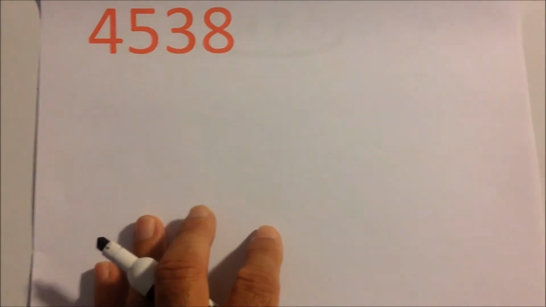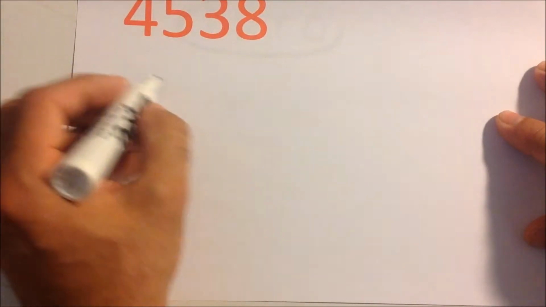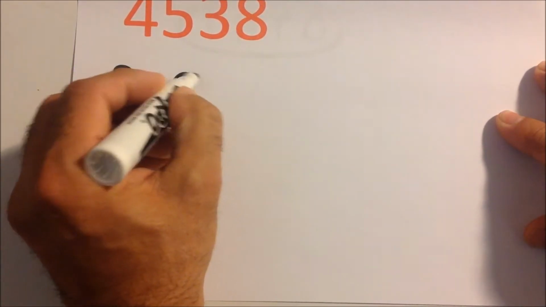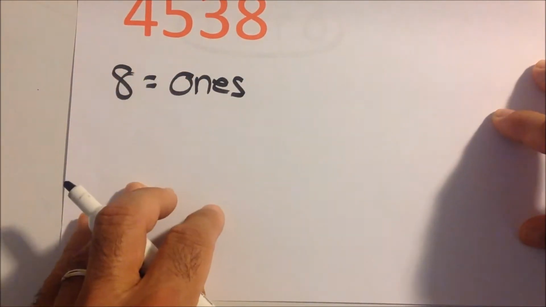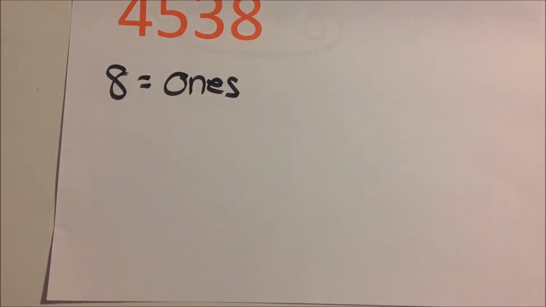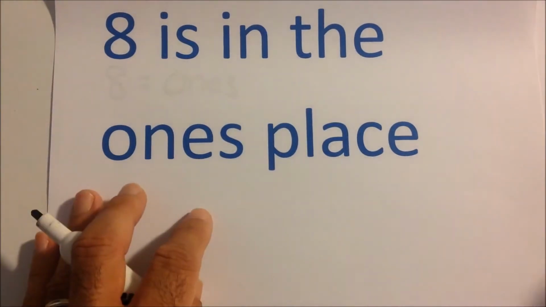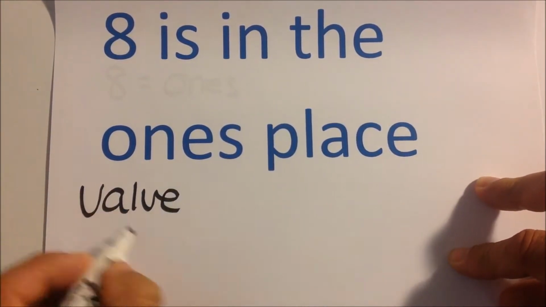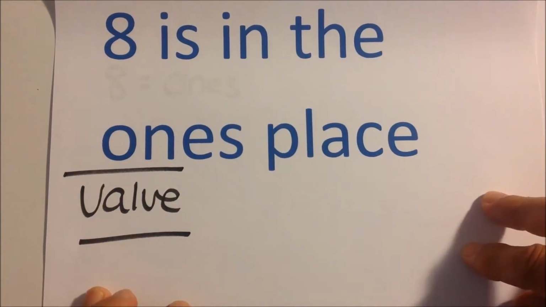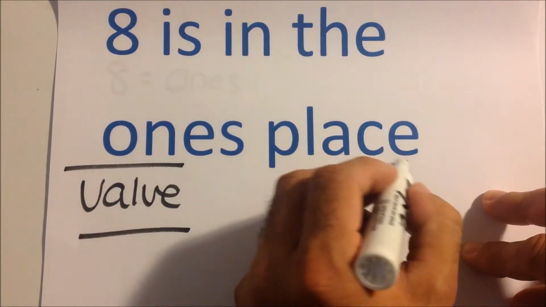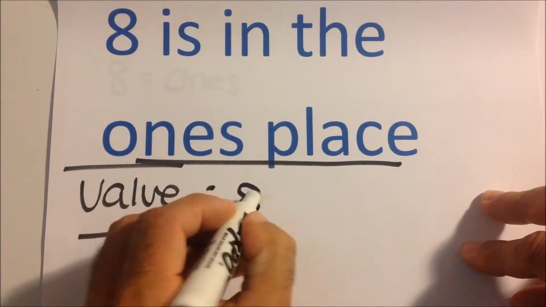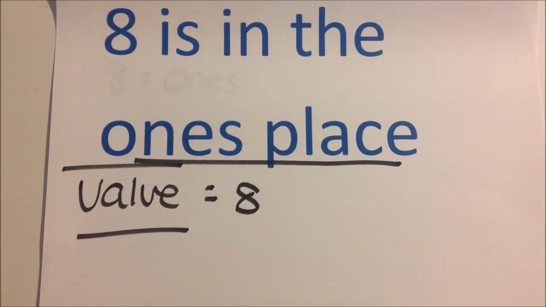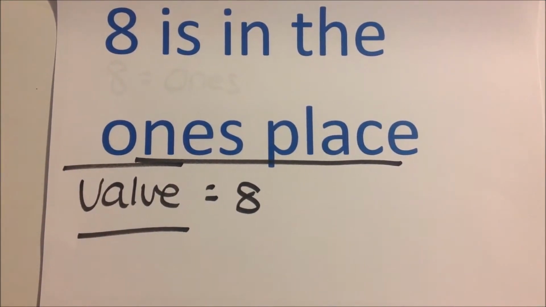So we know about the place. So the 8, it's in the ones place. Right? The 8 is in the ones place. I'll make it bigger for you. The 8 is in the ones place. And what's its value? Remember, we're doing place value. So the place it's in is the ones place, and its value is 8. Right? That seems simple. The value is 8.